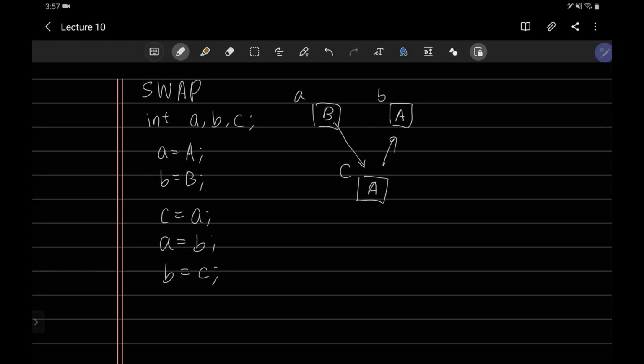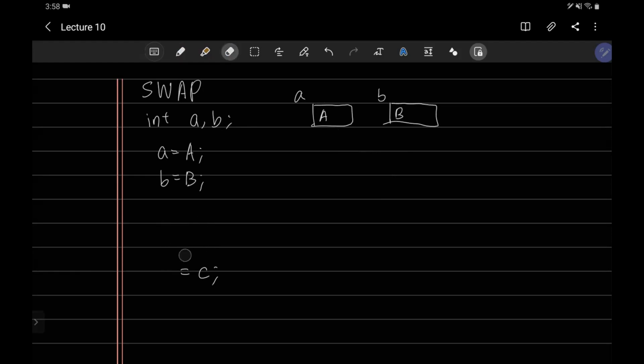So instead of declaring three, let me redraw this part. Instead of declaring three variables, we can still use only two variables to achieve what we want. The way it goes is the following.